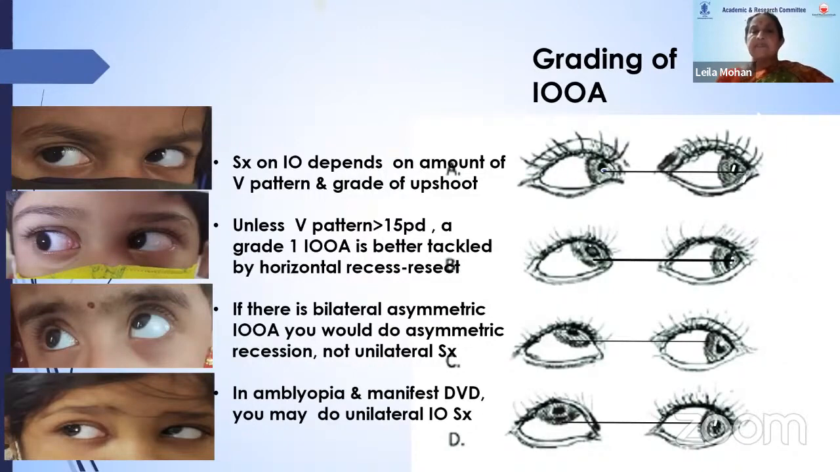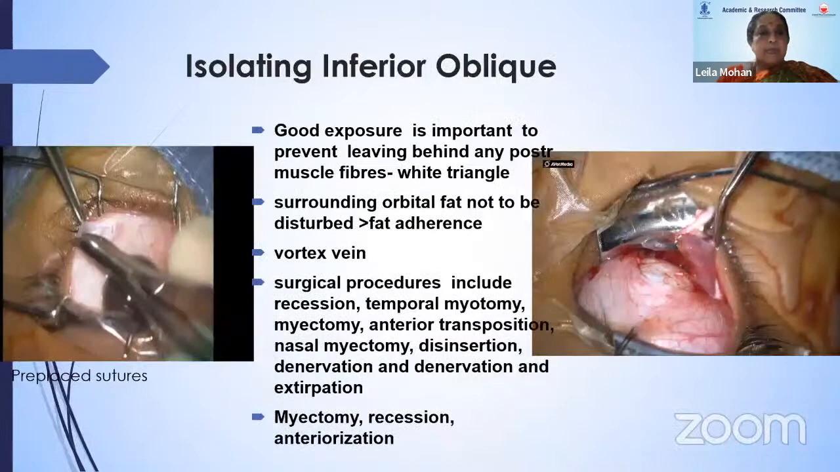If there is bilateral asymmetric inferior oblique overaction, you would do asymmetric recession. But if you do a unilateral one, the other eye will start upshooting more. So in amblyopia and a manifest DVD, you may do a unilateral inferior oblique because the other eye may not manifestly dissociate. So in isolating inferior oblique, good exposure is important to prevent leaving behind any posterior muscle fibers.